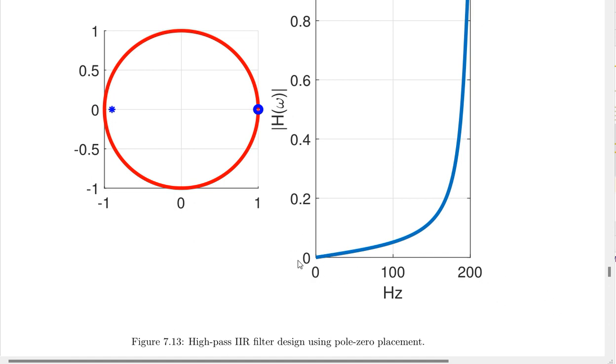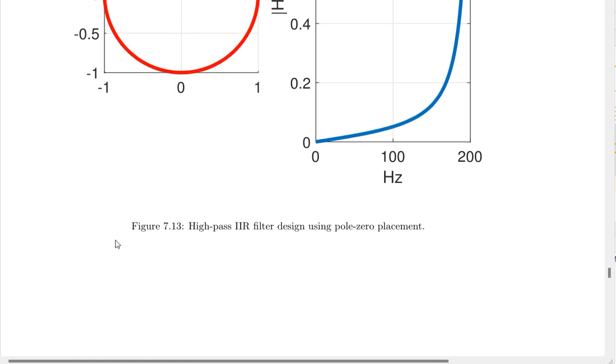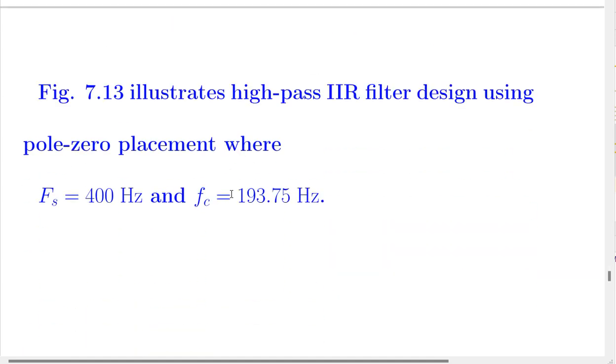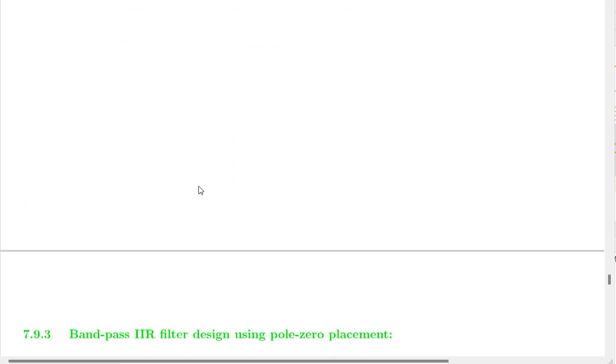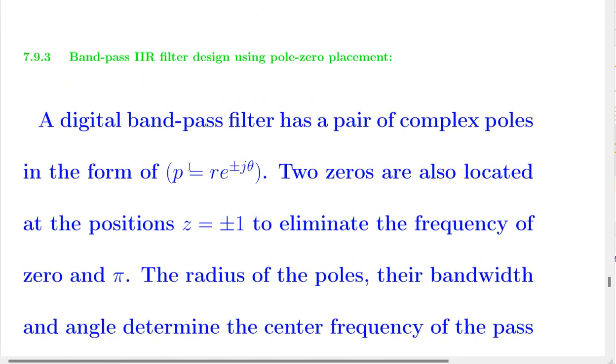No permission for lower frequencies to pass through the filter. Just explain the idea. The figure was related to having Fs equal to 400 Hertz and Fc equal to 193.75 Hertz. Okay.